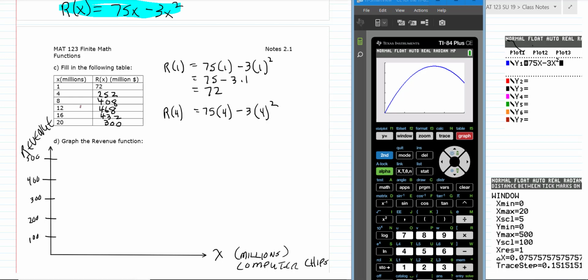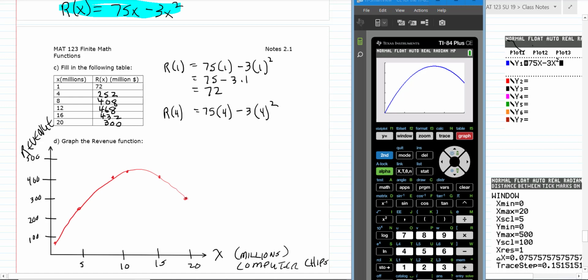Okay, then you can just start plotting these points. So just kind of get an idea. We're going to take this out to 20. And you can do like we did on the previous page, just go like that. Then we can just start plotting some points just to get enough accuracy. So we have 1 and 72, again, just ballpark it, get it fairly close, 4, 252, 8 in here somewhere, and about 408, so up there, 12 in here somewhere, 468, 16, 432, okay, not that great. Let's see, 20 and then 300 like that. So that'll give us a pretty reasonably good graph there.